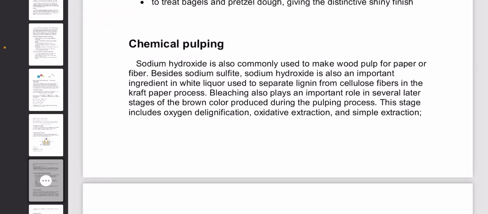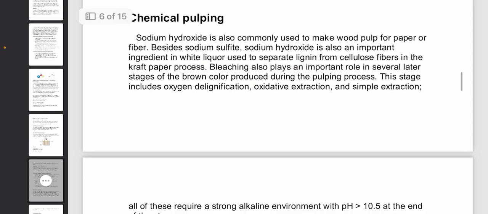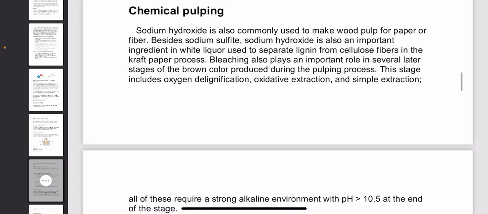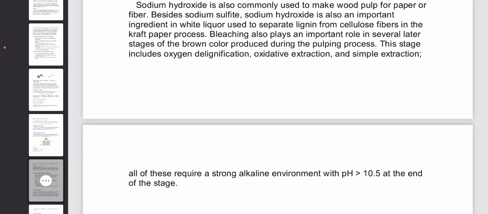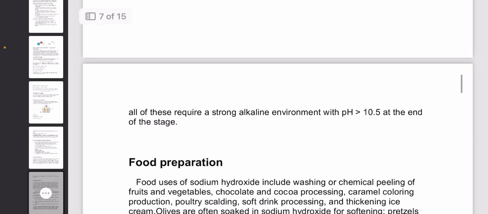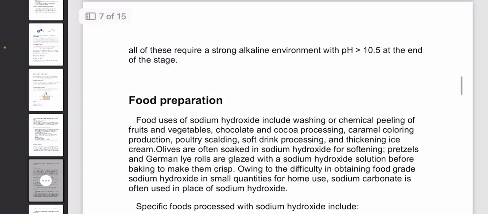First is chemical pulping. In the paper industry, sodium hydroxide is commonly used in wood pulp or paper fiber. Besides sodium sulfide, sodium hydroxide is an important ingredient in white liquor used to separate lignin from cellulose fiber in the kraft paper process. Bleaching also plays an important role in later stages to remove the brown color produced during the pulping process. This stage includes oxygen delignification, oxidative extraction, and simple extraction. All of these require a strong alkaline environment, with pH 10.5 at the end of this stage.